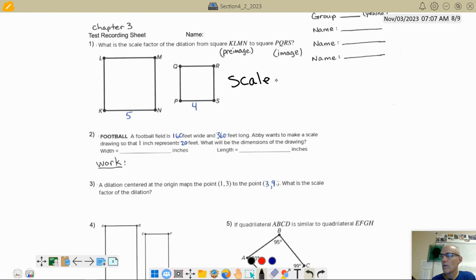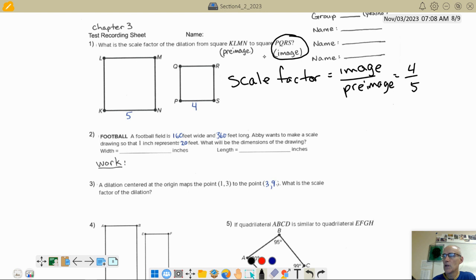Scale factor equals image divided by pre-image. So that means 4 is from the image, 5 is from the pre-image, right? See how I kind of labeled this right here? PQRS is the image. KLMN is the original figure. So we're going from this figure to that figure, a reduction, right? So our scale factor should be less than 1.